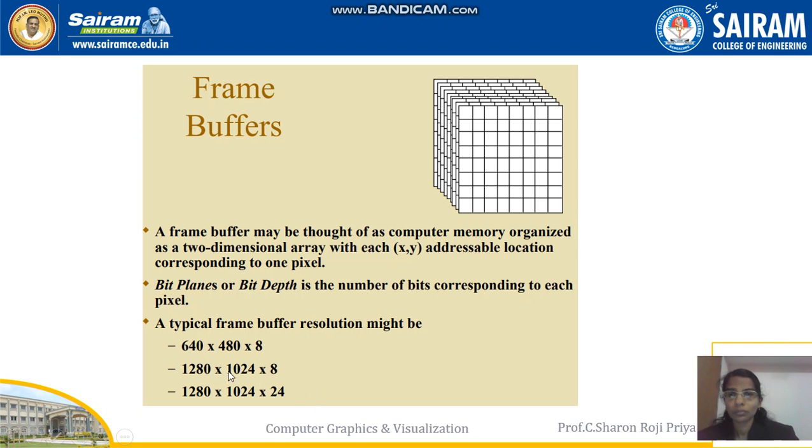And you know what resolution is? Maximum number of pixels, horizontally and vertically, that I can display without overlapping. So the first two numbers show my resolution, and this times 8 is for representing a single pixel, how many bits I am using. So in this resolution, to represent a single pixel, I am using 8 bits. Here also 8, and here I am using 24 bits to represent a single pixel.